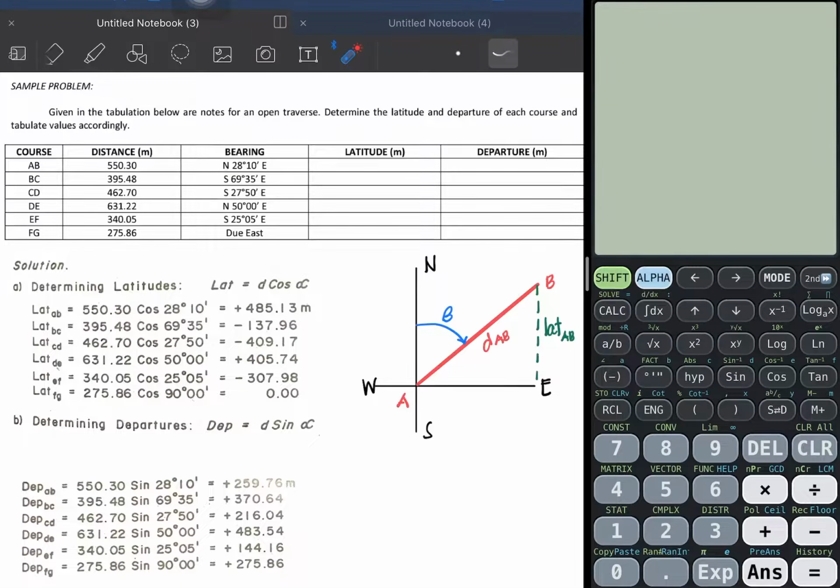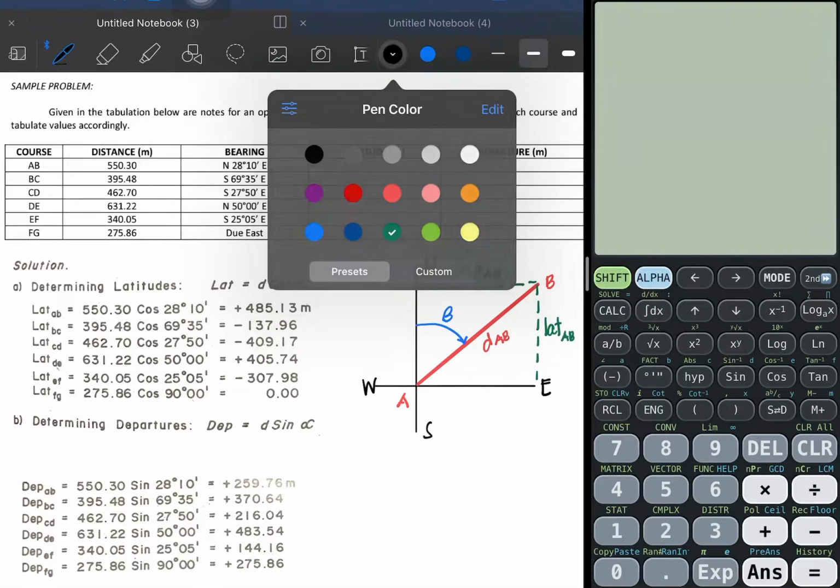For departure, the departure of the line is its projection onto the reference parallel, or the east-west line. So this one is the departure, sometimes referred to as eastings. Departure AB.